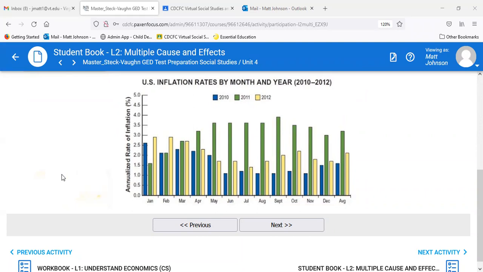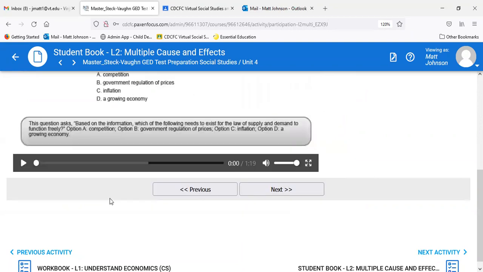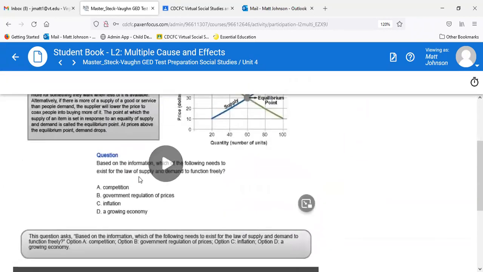And we see that 2011 really stands far above the rest of those years. Certain times, 2012 was a little worse than 2010. So we'll talk a little bit about that and answer some questions. So let's take a look. Oh, we've got some more audio. So let's listen to our audio here.